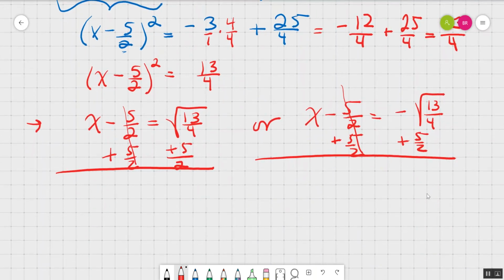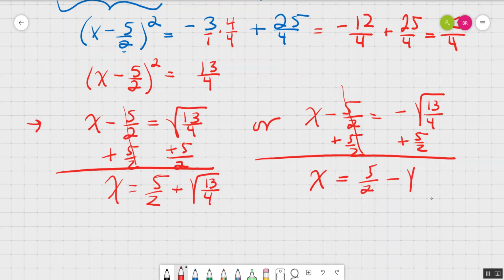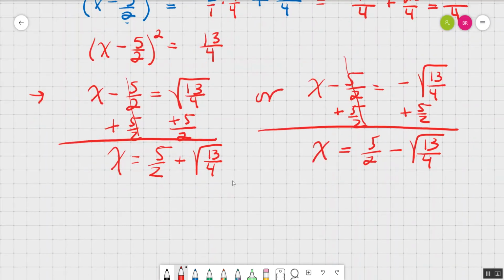All right. So then we get that x is 5 halves plus the square root of 13 fourths, which I could reduce, but I'm not going to. Yeah, I probably should. x is 5 halves minus the square root of 13 fourths. So you can do one other change to this, and that's to say that, okay, well, I know I can't do the square root of 13, but I can do the square root of 4, which is 2.